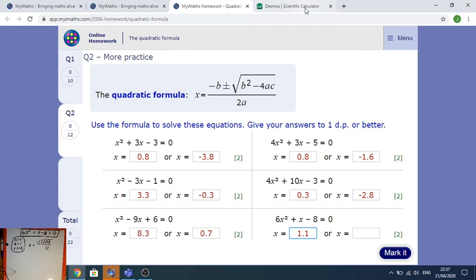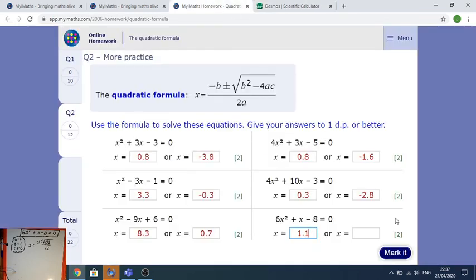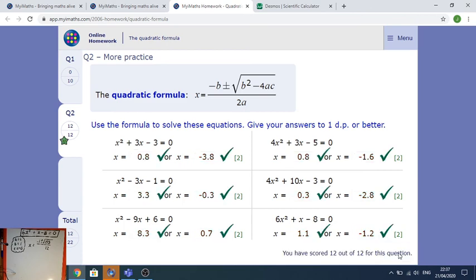And then we get the other value from just changing that plus to a minus, and that gives us that number, which is going to round to minus 1.2. So over to iMaths, minus 1.2. So all that remains is to mark it. And that's a relief because I didn't fancy doing all of those again.